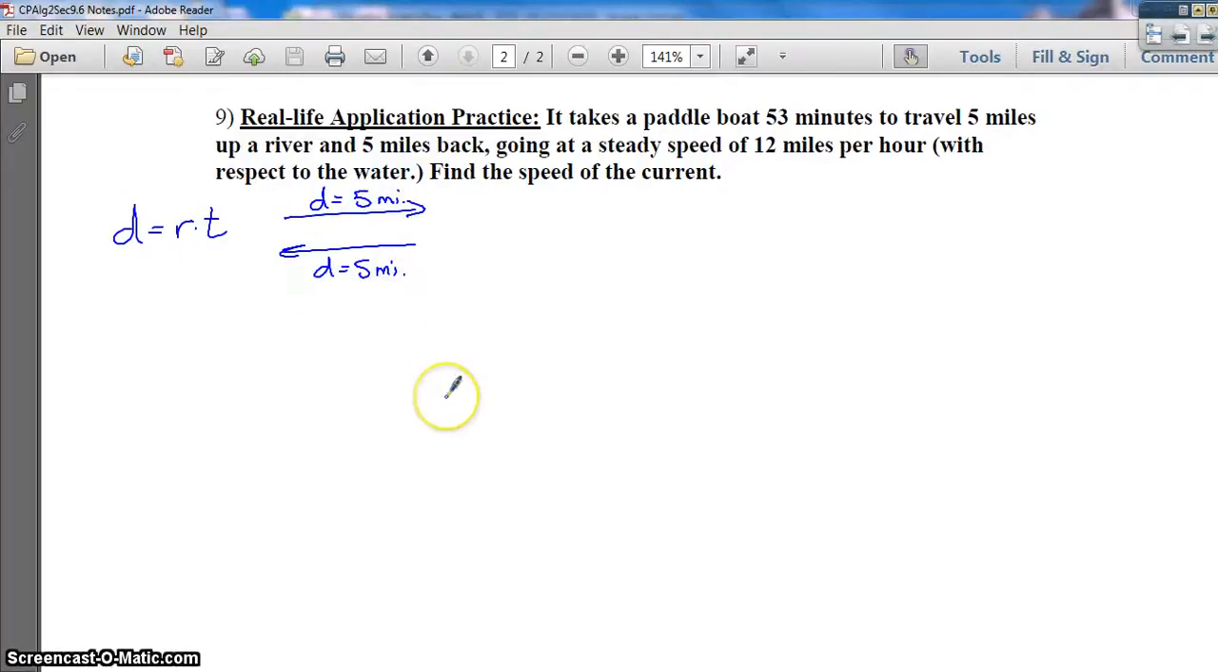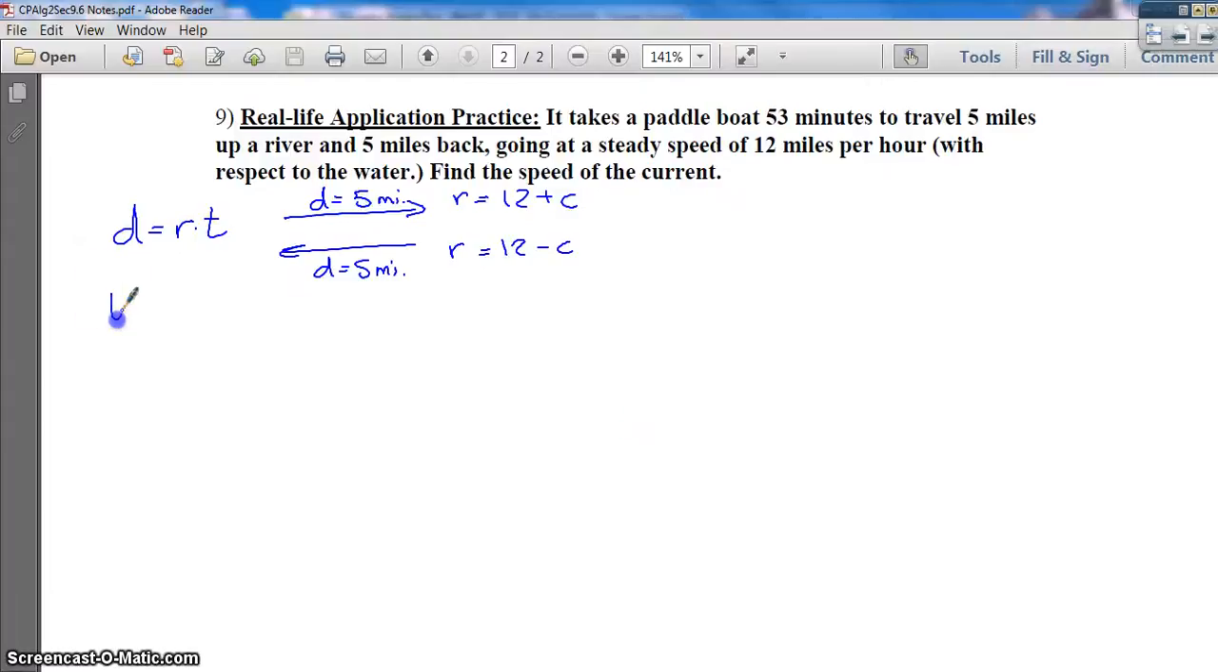The rate's going to change. It's going to be the rate, let's see, 12 miles per hour, plus whatever the current is. So if I have with the current, it's going to be plus C, and if I don't have the current, it's minus C. Now we don't know how long each time was, but we know together it was 53 minutes.